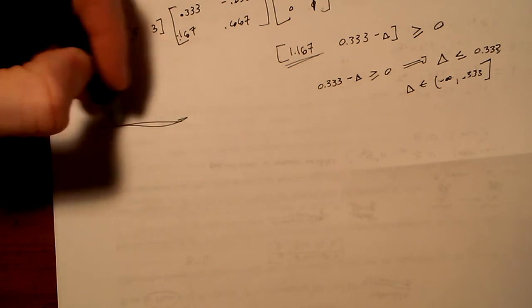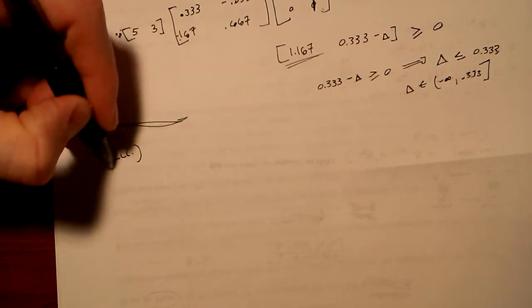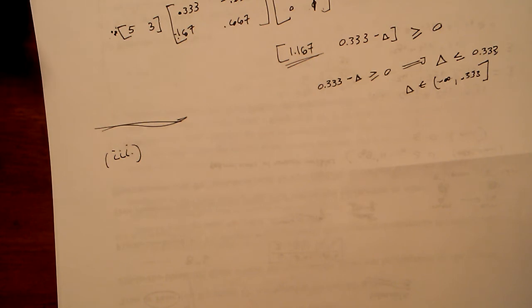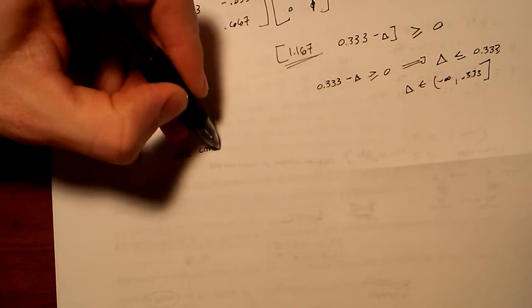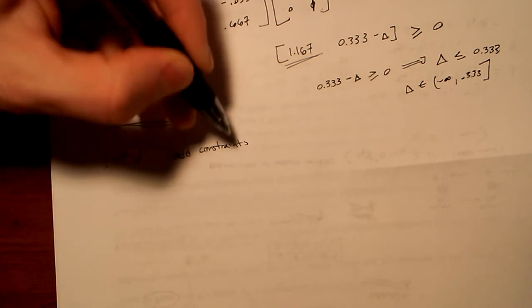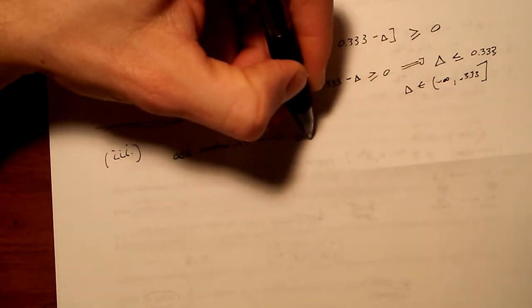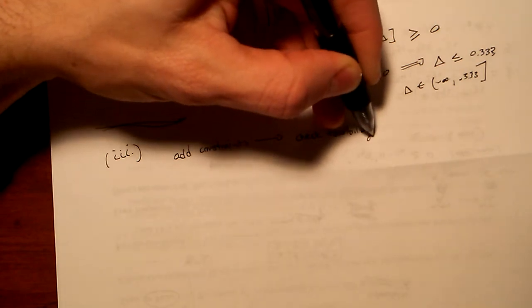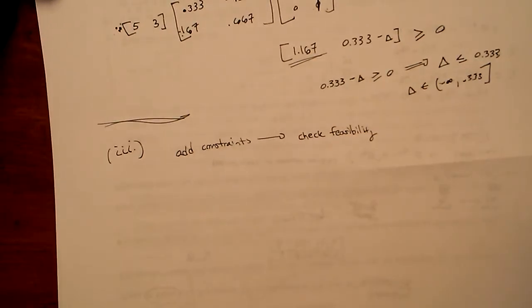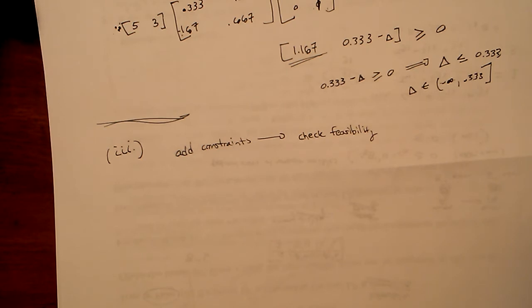Basically what you needed to know for III is that when we add a constraint, all we need to do is check whether our current optimal solution remains feasible. So let me write that out. If we add a constraint, all we need to do is check feasibility. Now I saw some people doing this by constructing a new B matrix and computing B inverse b. But really, you can check feasibility much easier.